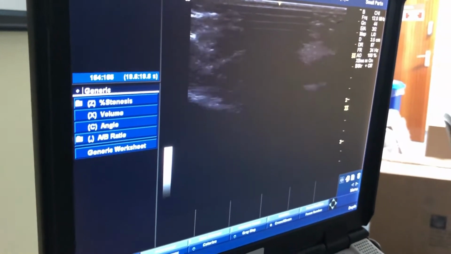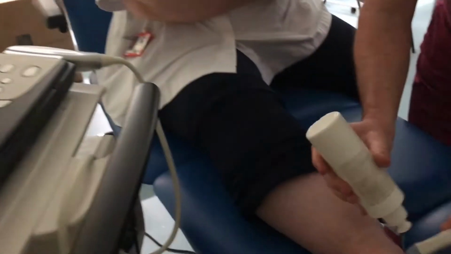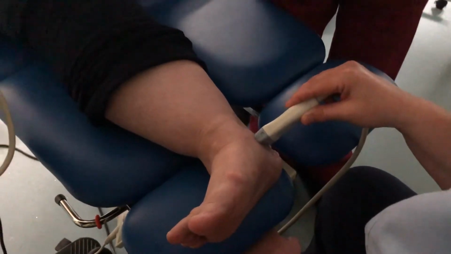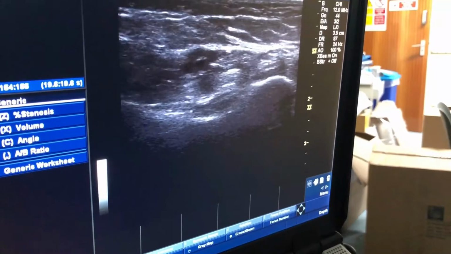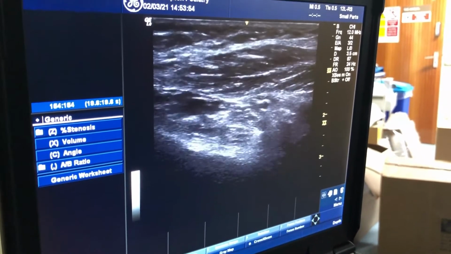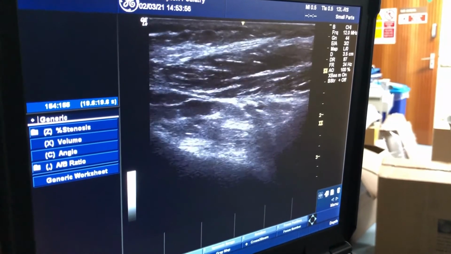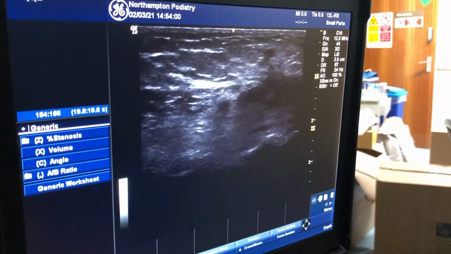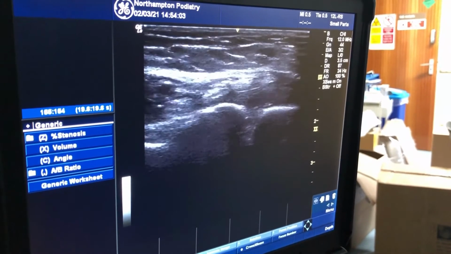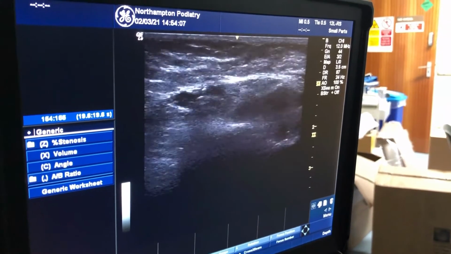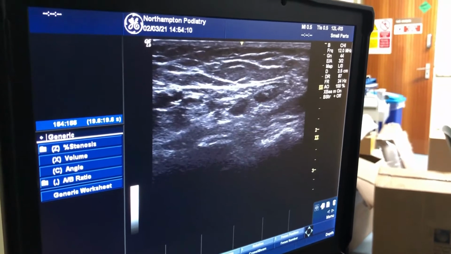Yeah, I think we're just running out of jelly. This is what happens when there isn't enough coupling jelly. Basically, if you get air between the foot, and they are funny shapes, feet, so you need to get a good contact without any air between. So what I want you to do is move the probe this way and that, so that you're going to go that way and then this way, yeah? Okay. Beautiful. So you can just hold it there. Yep. Can you just keep it there?